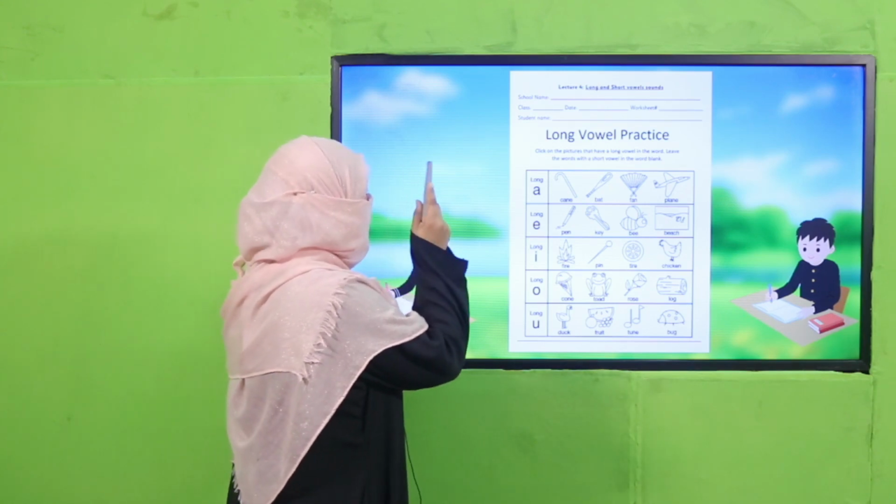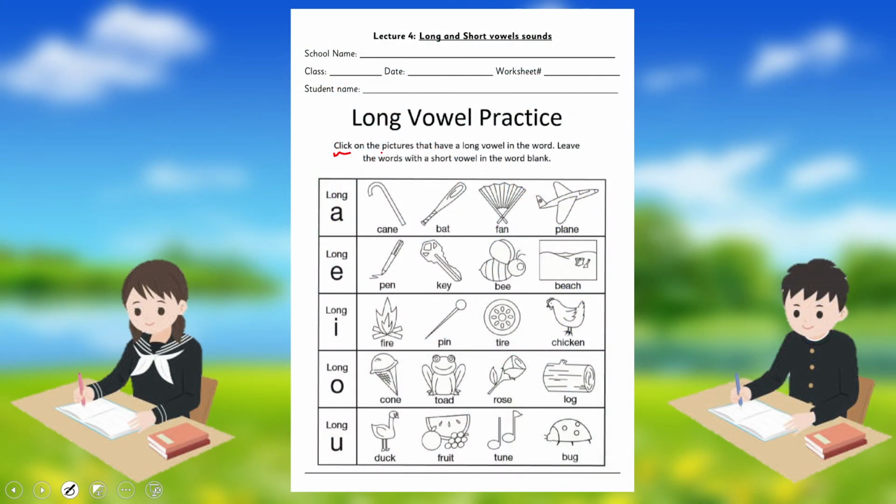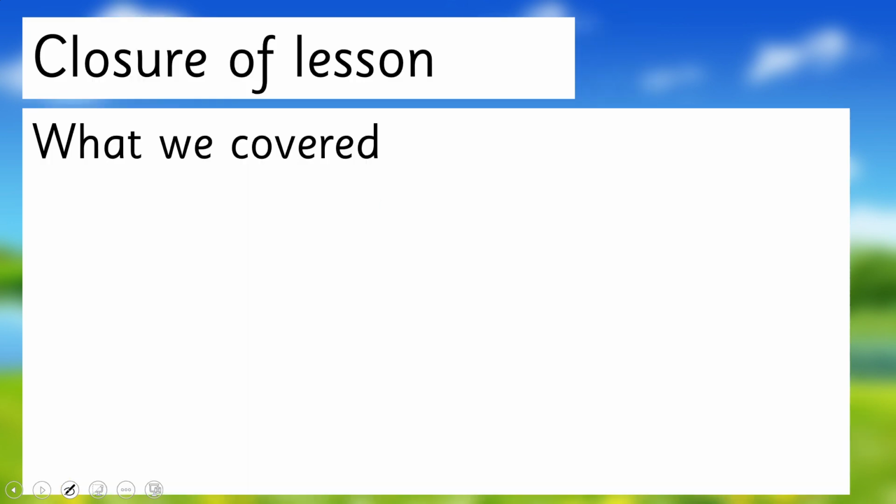And my dear children, what you are going to do, you have to click on the picture that has a long vowel sound in these words, okay? So you will practice these long vowel sounds from this group of words. So in this way, what we have learned, another one is for long vowel sound and the other is for short vowel sound. We will practice the same for short vowel sounds as well.